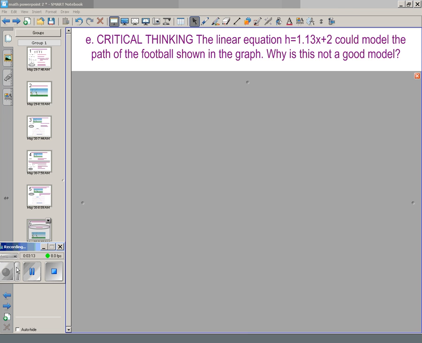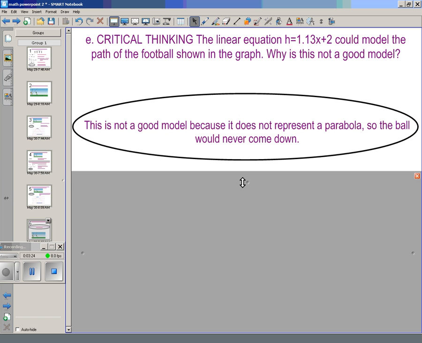The last part of this problem is, the linear equation h equals 1.13x plus 2 could model the path of the football shown in the graph. Why is this not a good model? This is not a good model because it does not represent a parabola, so the ball would never come down. A parabola goes up and comes back down, but this is a linear model and would only go up.